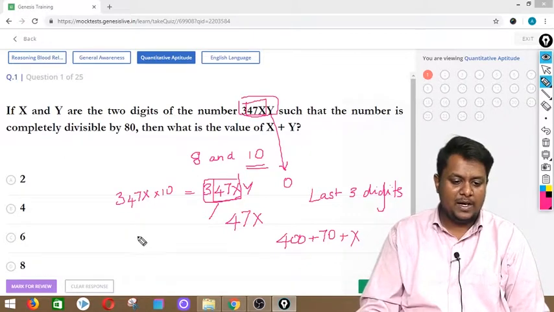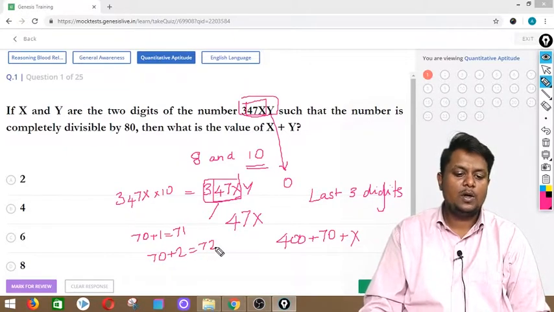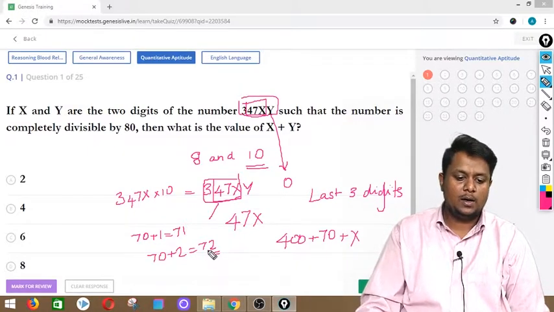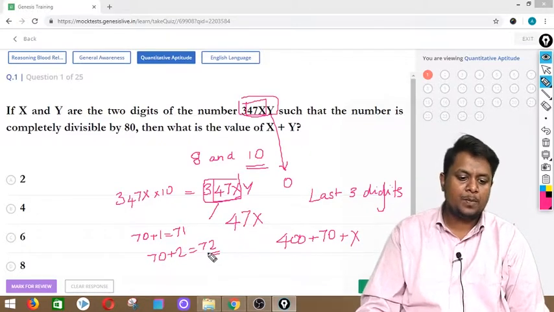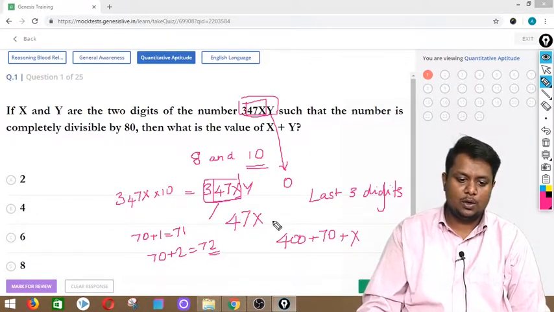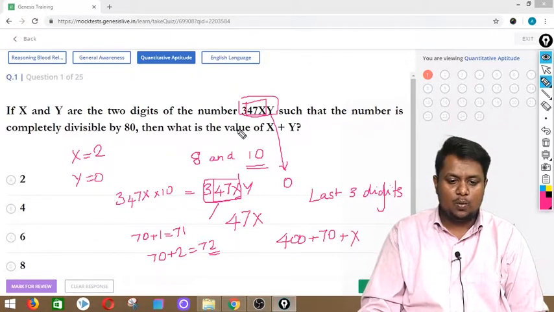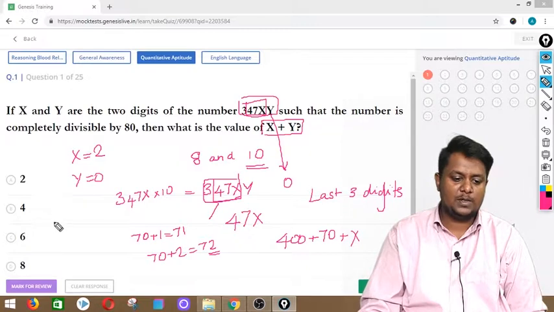Now, 70 plus 1, 71 is not divisible. 70 plus 2, 72. 9 8s are 72. The only possible value next to 7 that we can put so that the number is divisible by 8 is 2. So we can say x is equal to 2 and y is equal to 0. They are asking what is the value of x plus y. We are supposed to find out the value of x plus y, that is 2 plus 0 is 2.